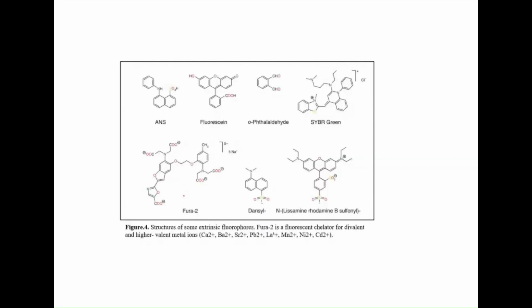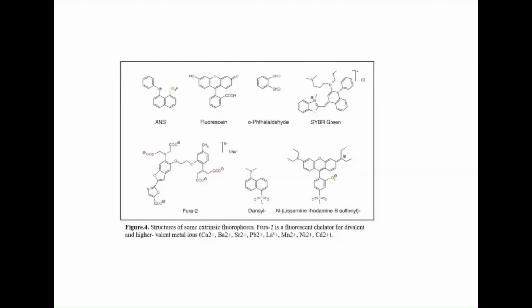So as I told you, there are some biomolecules which are not capable of showing the property of fluorescence because they do not have any fluorophores. But you can make these non-fluorescent molecules into fluorescent molecules by adding fluorophores externally. So the chemicals which can be used to induce fluorescence in the non-fluorescent molecule are called extrinsic fluorophores. Fura 2 is very popular.